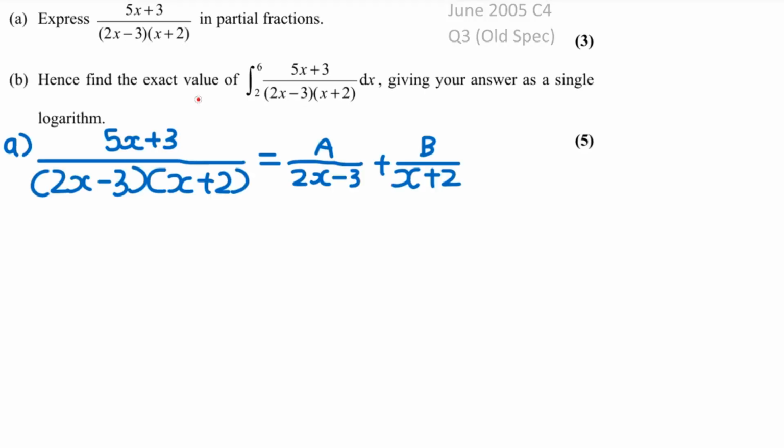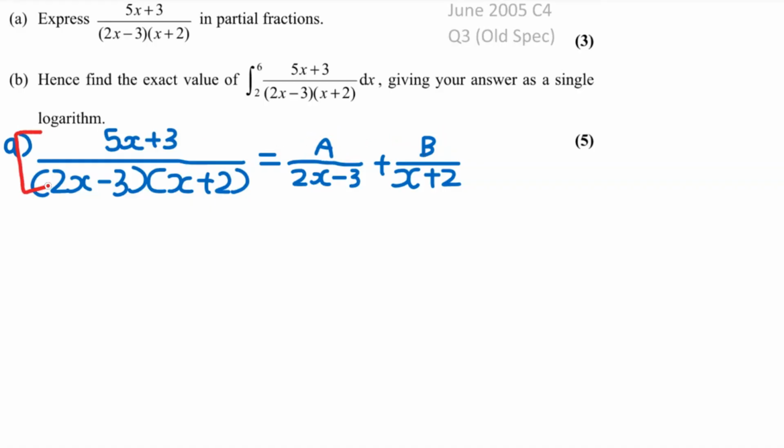Okay, so for part A, we need to express (5x + 3) over (2x - 3)(x + 2) as partial fractions. And as we have two brackets in the denominator, we're going to split this up into two partial fractions, one of them having the denominator 2x - 3, and the other having the denominator x + 2. We're going to call the numerators A and B, where A and B are constants, and we need to find what A and B are.